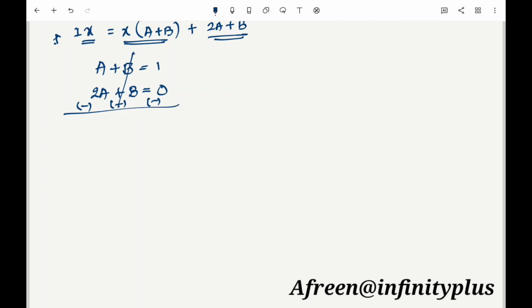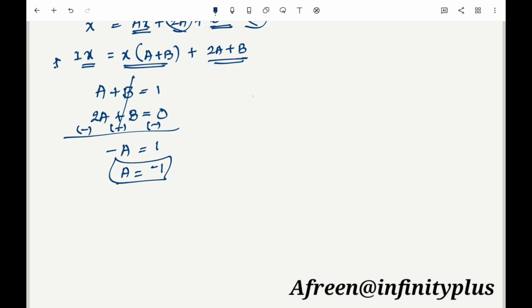You will be remaining with a minus 2a is minus a, which is equal to 1. So a value we are getting is minus 1. So a we have got. Take any of the equations and you can find the value of b. Take the equation 2a plus b is equal to 0.